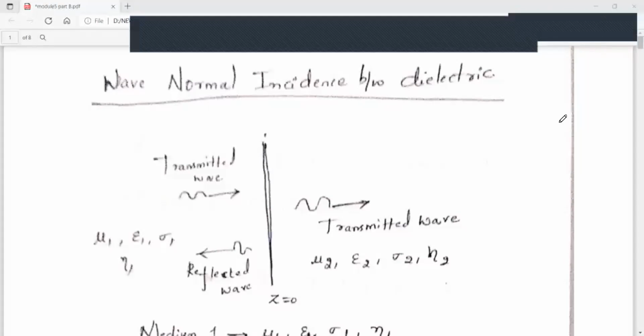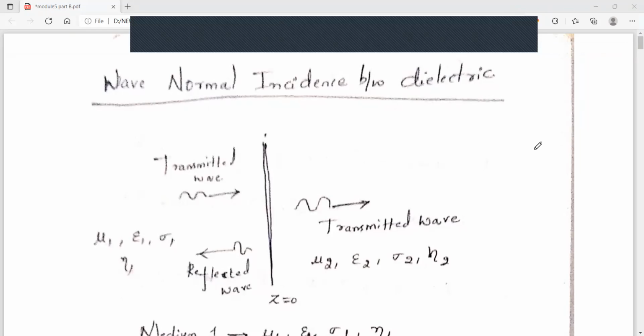Yes, I have shared a screen. Is it visible? Is it visible? Yes, anybody unmute yourself and tell me whether you can see the screen.